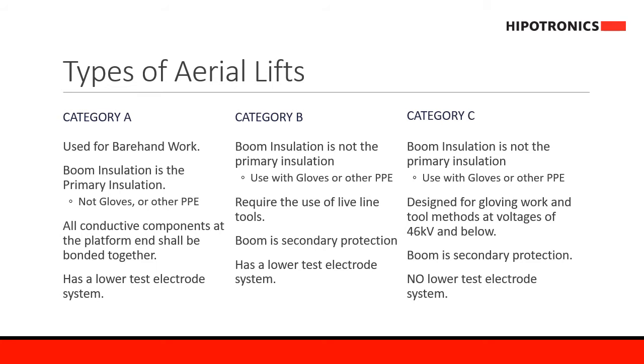Category B aerial lifts are similar to Category A, but the boom is not considered primary insulation, and so work in a Category B device requires the use of gloves, live line tools, and other personal protective equipment. Category C aerial lifts are very common for most distribution work, and the boom is not the primary insulation, meaning that work done in a Category C aerial lift must be done using gloves and other PPE. Category C devices do not have a lower test electrode system.